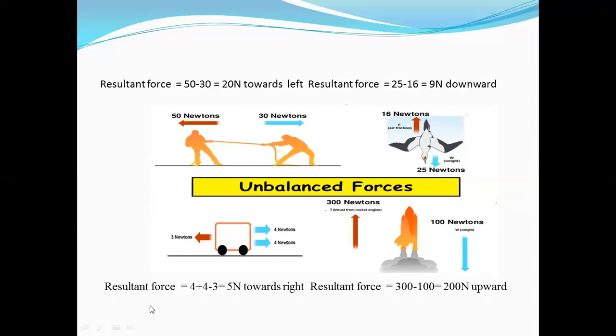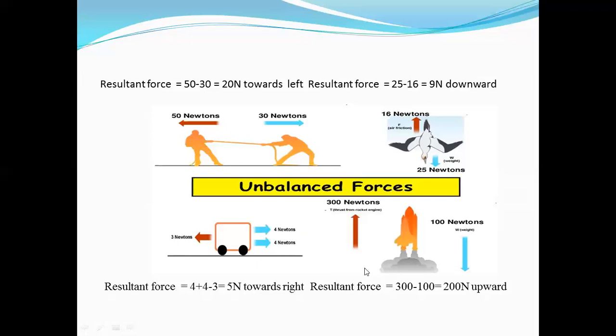So what is the resultant force over here? 4 plus 4 minus 3. Both these two forces will be given positive sign, and the force acting in the opposite direction, that is the air resistance, will be given negative sign. 4 plus 4 minus 3 becomes 5 Newton. Resultant force always acts in the direction of greater force. Over here, 4 plus 4 Newton is 8. So 8 Newton is a greater force as compared to the 3 Newton and it is acting towards right.